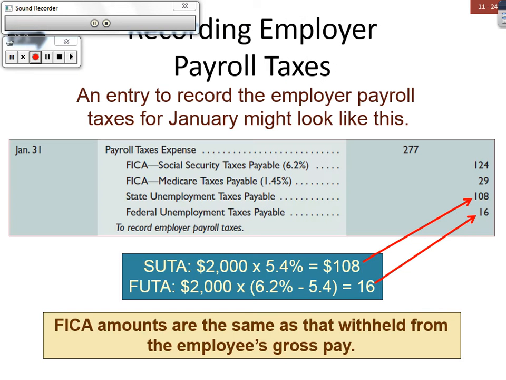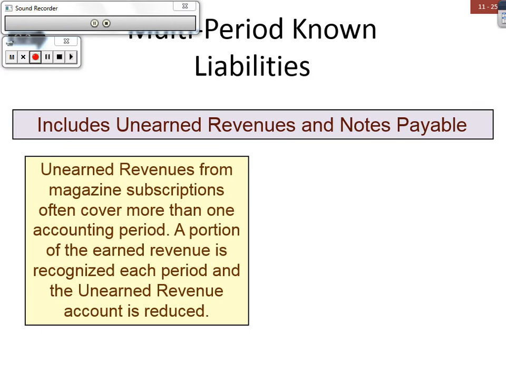So if we're going to record the employer's portion, they paid the same 6.2% rate and 1.45% rate for FICA, Social Security, and Medicare. They paid SUTA of 108. What was that? The 2,000 times the 5.4%, 108. Meaning that person didn't get up to what max? 7,000. And then FUTA, the 2,000 times the 6.2% minus 5.4% equals $16. And you won't have to get that technical when you start doing the homework problems. But that is normally how you go.